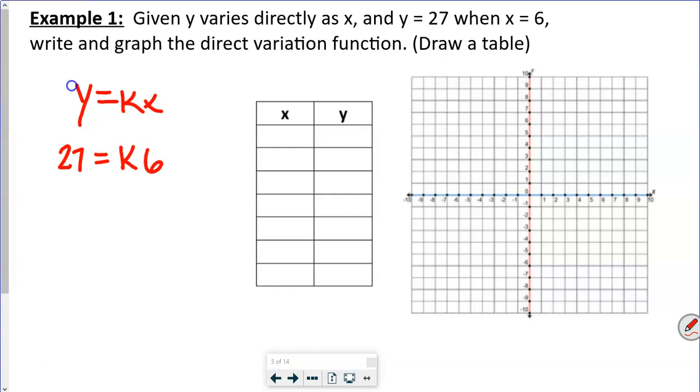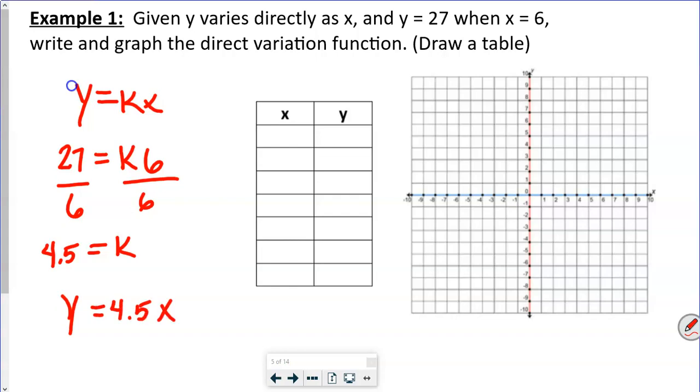So what we want to do is find out what k is. We're going to divide both sides by 6 here, and we're going to say that k is equal to 4.5, because when we divide 27 by 6, we get 4.5. So our equation of direct variation is y equals 4.5 times x. Now we're going to plot some values.